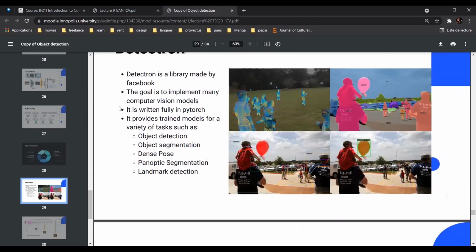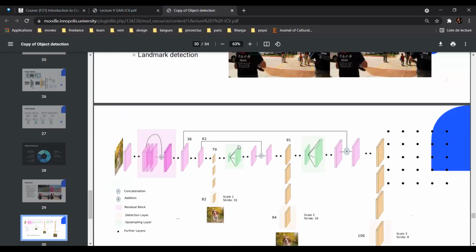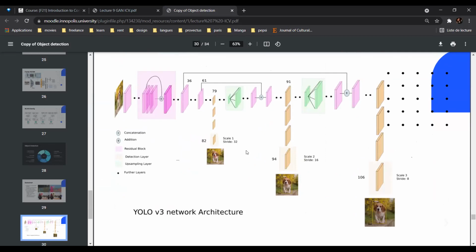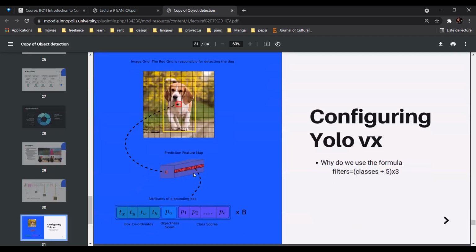And then Detectron, as we've seen, is a good library provided by Facebook that implements the majority of these algorithms for computer vision. And then, of course, we spoke about YOLO. Here, for example, we saw that it's just a couple of convolutional layers, which end up with a convolutional feature map that contains 3 boxes. Each box contains a prediction for the class, an objectness score, whether there is an object here or not, and of course the coordinates of that object.